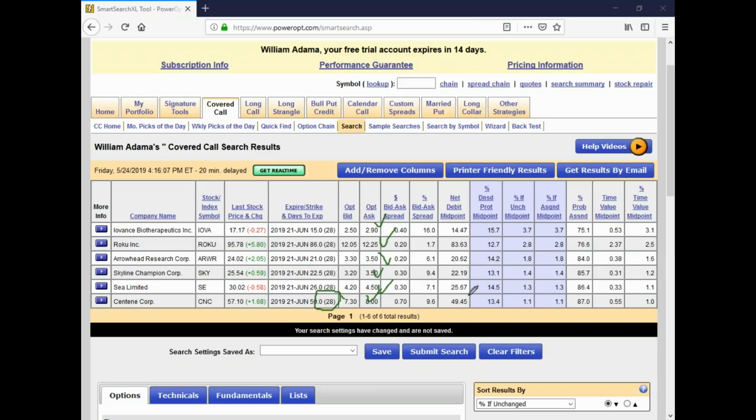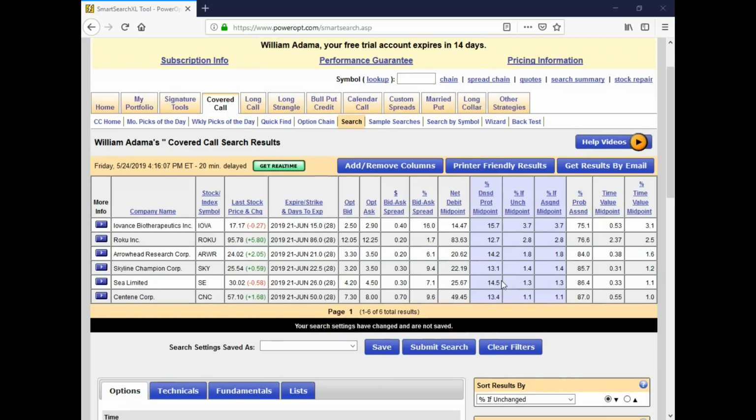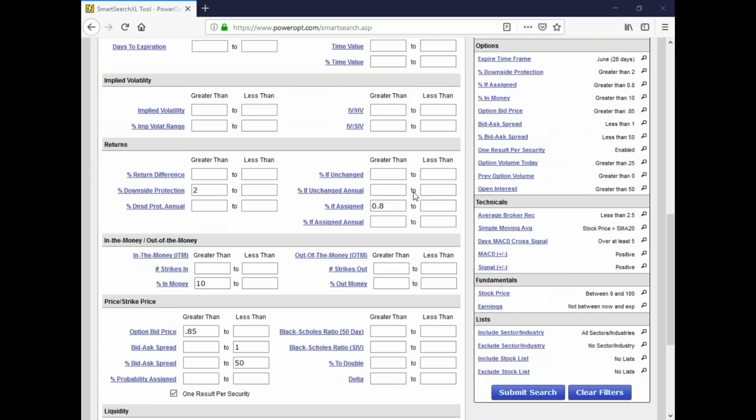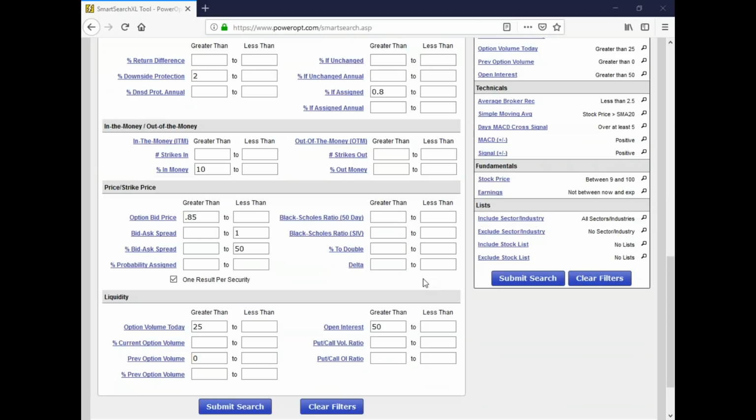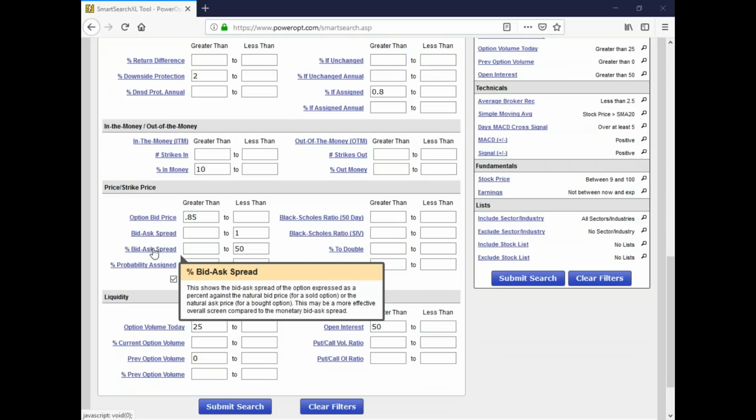But if you're worried that you're using a minimum volume and open interest and that your bid-ask spreads are too large, for example, you see more volatile positions that have a wider bid-ask spread, in any search you can limit that as well. Okay, so we'll scroll back down into the option criteria, and I can go ahead and look at the percent bid-ask spread. And if you're looking at a spread position, of course you'll have the percent bid-ask spread for the short option and for the long option. And now this shows the bid-ask spread of the option expressed as a percent against the natural bid price.